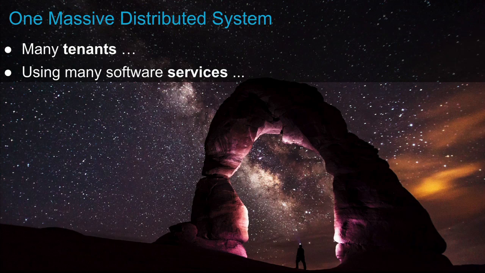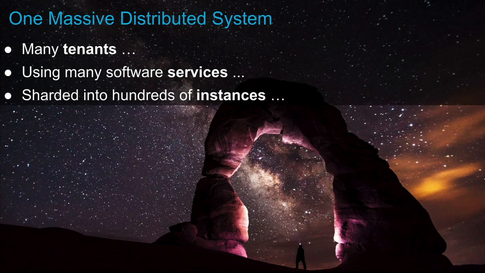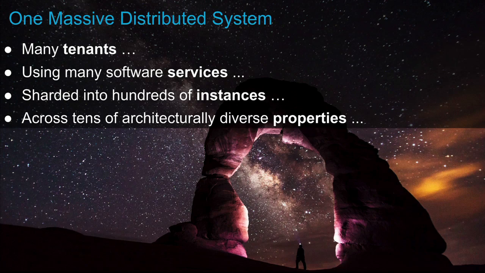But then those services are grouped into instances. And I say sharded here, and I'll explain what I mean by that. But basically, those services are all in these independent instances. And then there are groups of these instances, which we call properties, which are architecturally diverse parts of Salesforce. Like Heroku is architecturally diverse from Salesforce core, right?